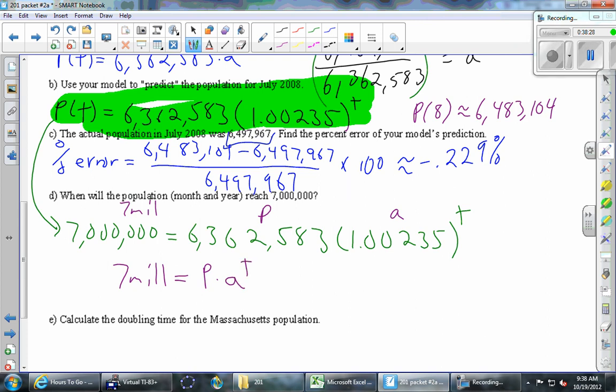But now it feels like we've got a lot of unknowns, but we don't. We're just renaming the messy constants. What's the only unknown in the green equation? It's T. So we're trying to find T. So what do we do to both sides to solve for T? We need to move the P or the A first. Which one? We've got to divide by the P. So we get 7 million divided by the P.